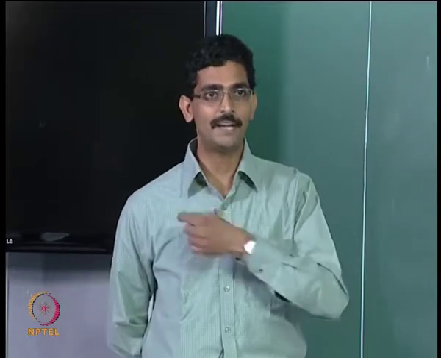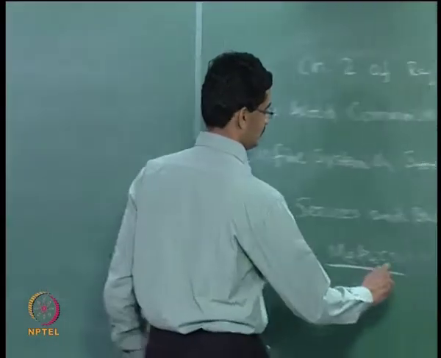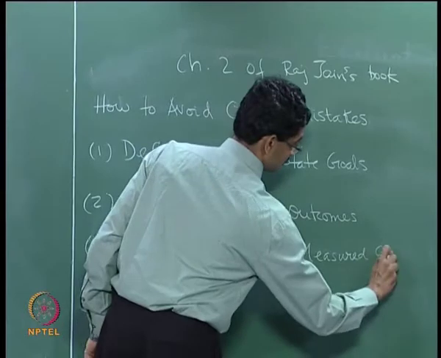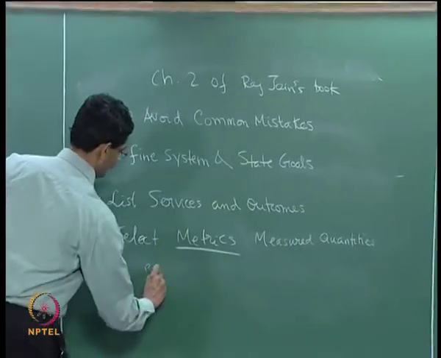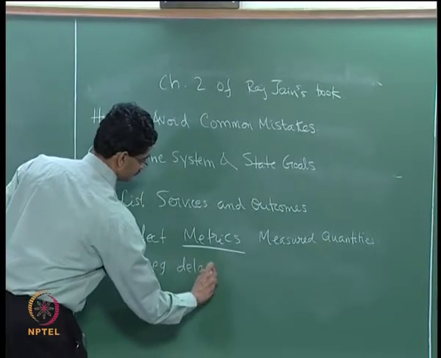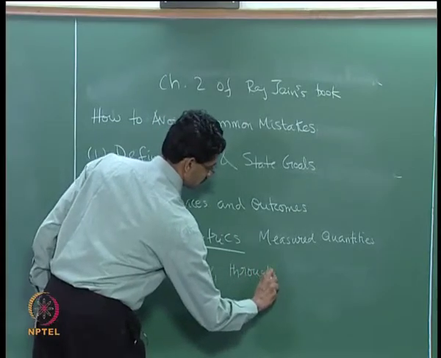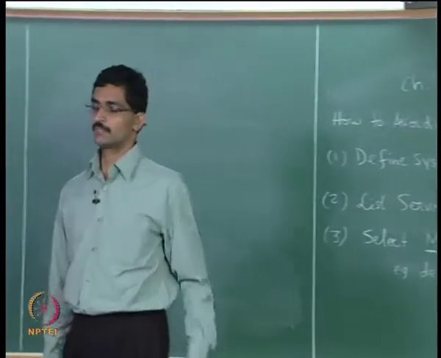So delay, right, is a measurable metric. I send packets to the system and I measure the delay that each packet is experiencing, right. That is a metric of the system. So metric is, these are the measured quantities. Right. So for example delay, or you might say, right, throughput, how many transactions per second can a database server support, right.